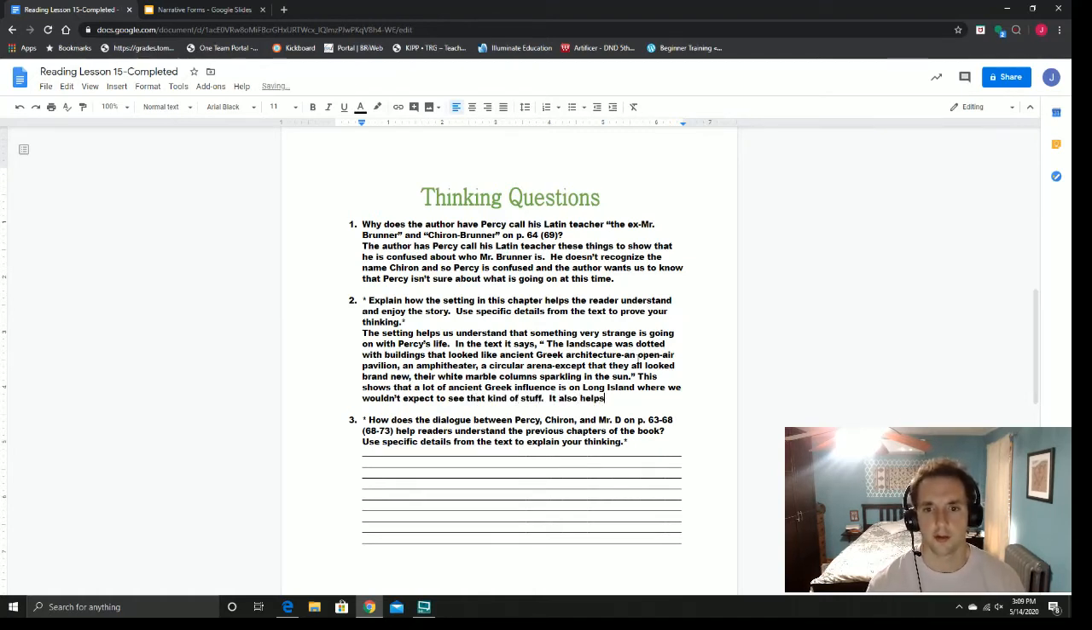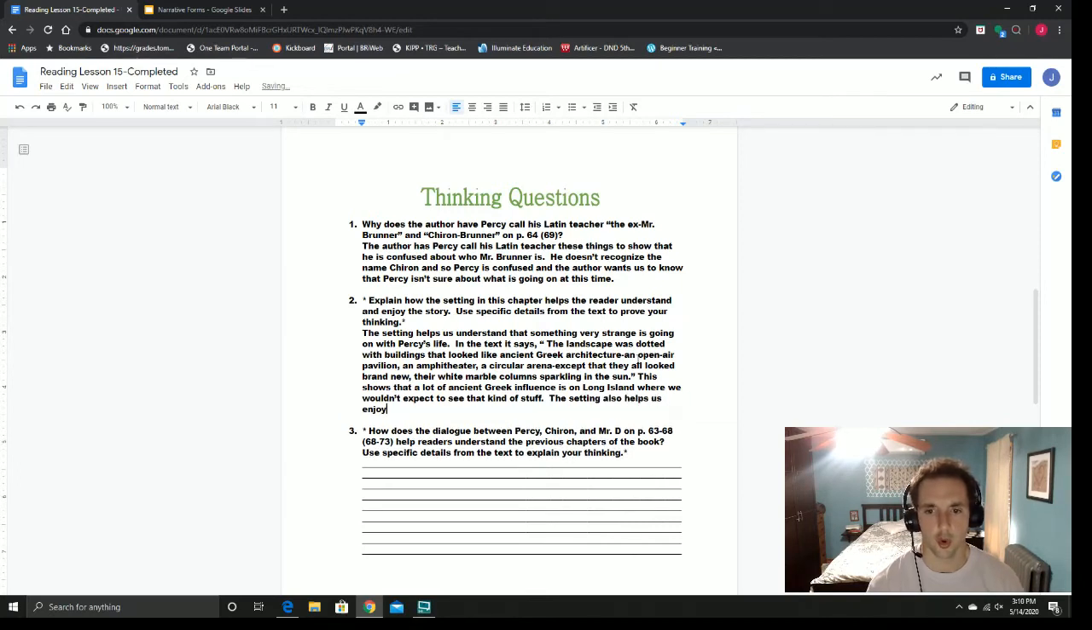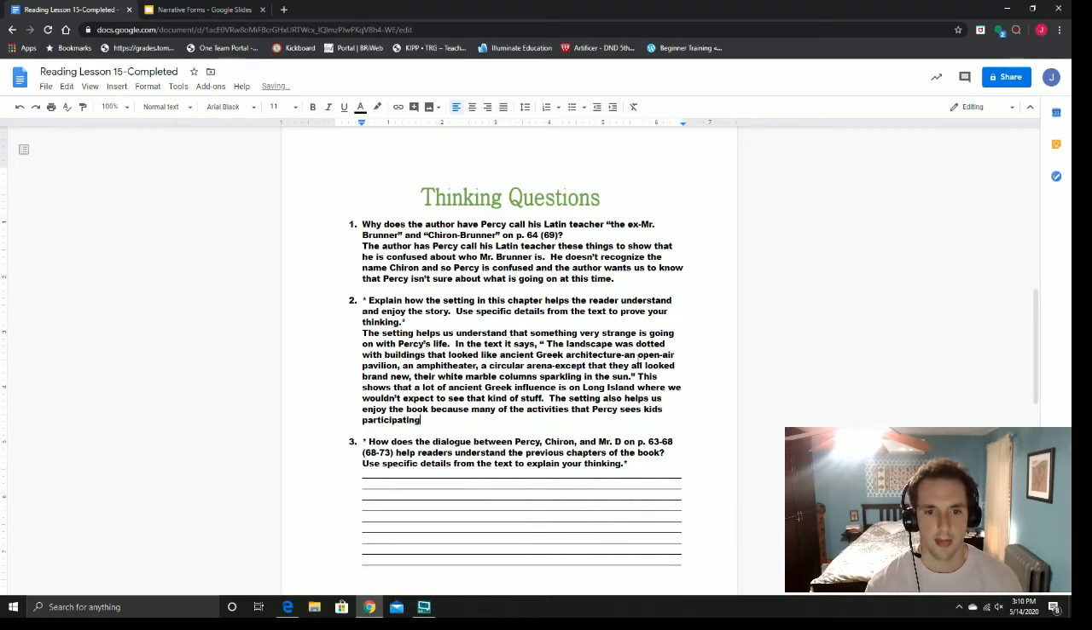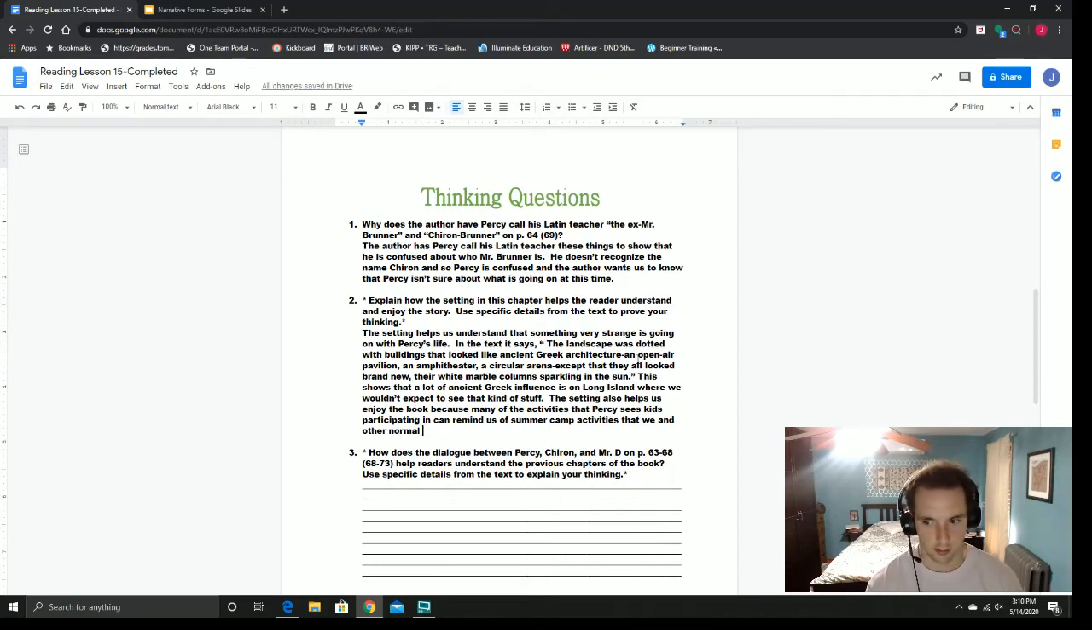It also helps us enjoy the setting. The setting also helps us enjoy the book, because many of the activities that Percy sees kids participating in can remind us of summer camp activities that we and other normal people may have experienced and found fun.